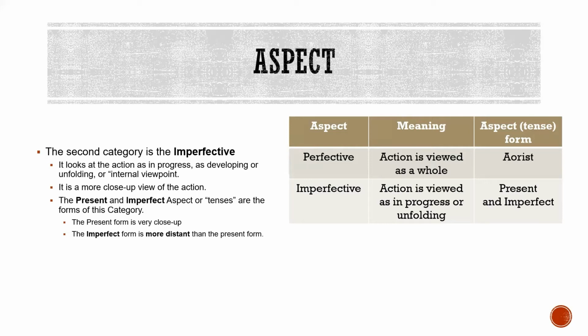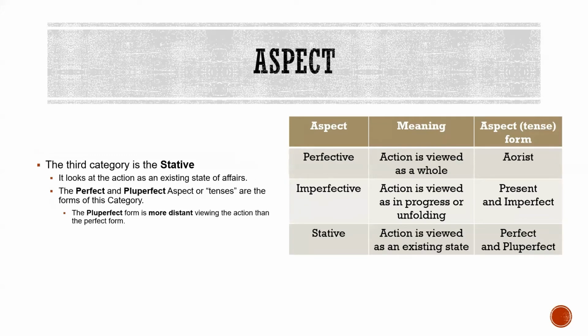The present and imperfective forms, or aspects or tenses, are the two forms of these categories. The present is a very close-up form of the imperfective aspect, where the imperfect form is a more distant imperfective aspect than the perfect form. The last category will be the state of aspect, which looks at an action as an existing state of affairs.